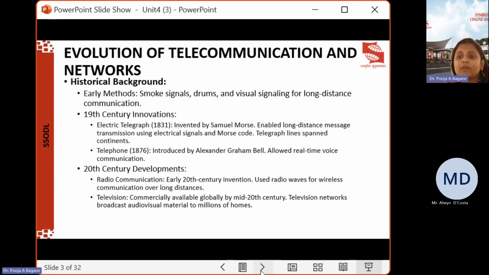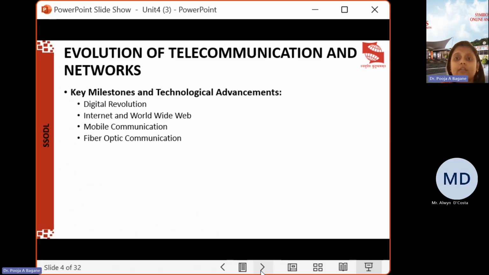Then there are some key milestones. The digital revolution, then the internet and World Wide Web, that everyone is using, then mobile communication and fiber optic communication. Those are some milestones of technological advancement. Digital revolution: in the second half of the 20th century, the digital revolution was characterized by the evolution from analog to digital communication systems. This digital system allows improvement in signal quality as well as capacity, and the possibility of incorporating data, voice, and video transmission.